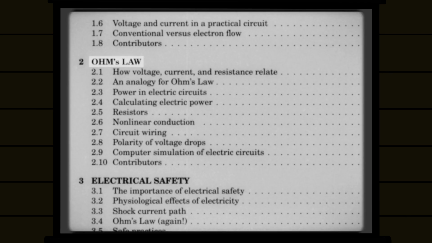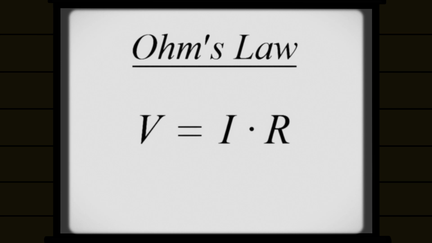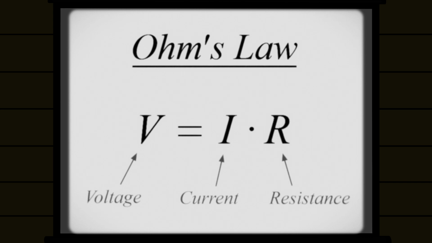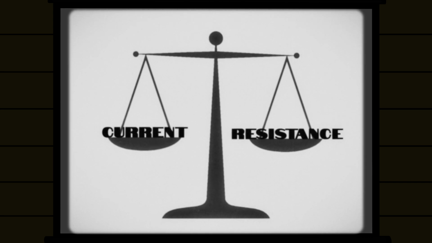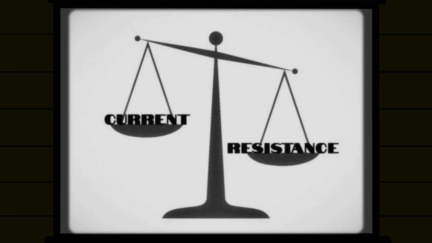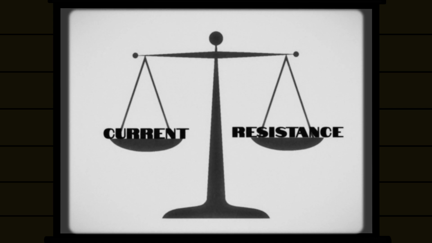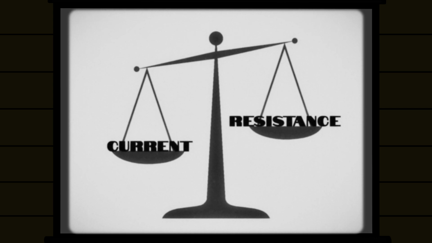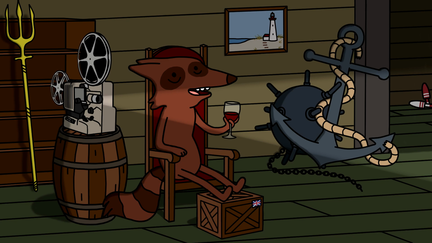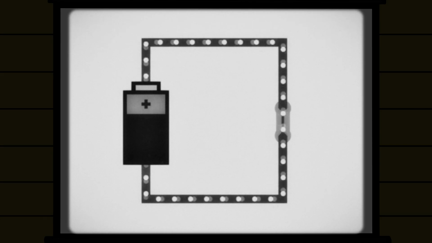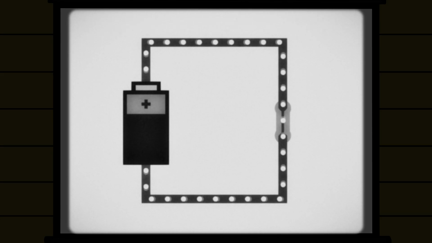Anyway, in the year 1827, a German physicist named George Ohm would discover one of the most influential laws called Ohm's Law. Ohm's Law is an equation that describes the relationship between the voltage, current, and resistance in an electric circuit. As the resistance increases, the current decreases, and as the resistance decreases, the current increases. Using Ohm's Law, we can calculate how much current is flowing through an electric circuit.